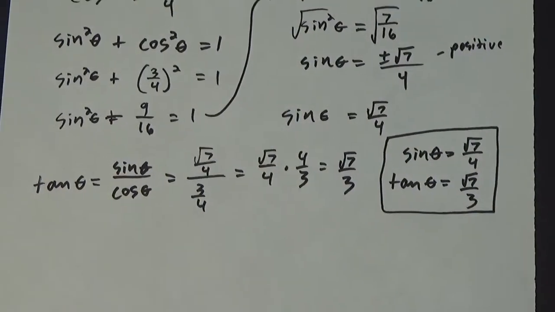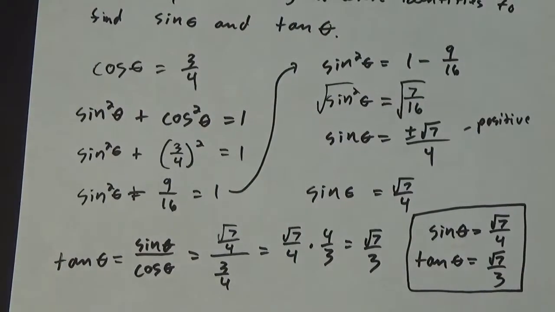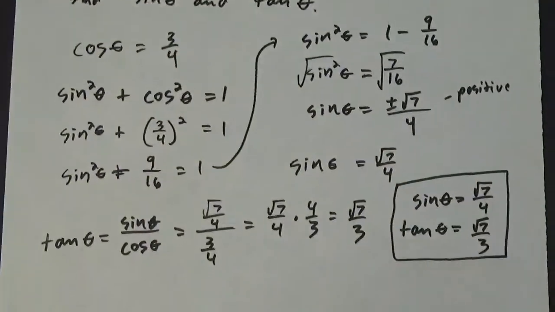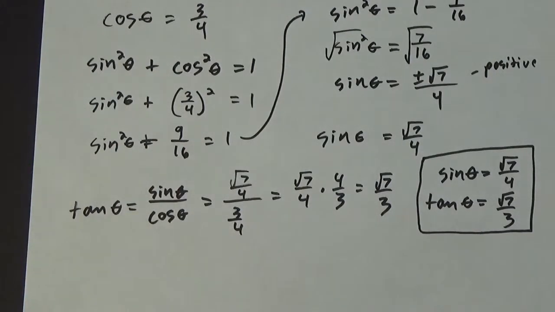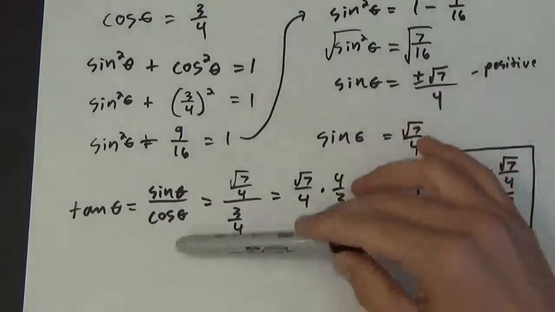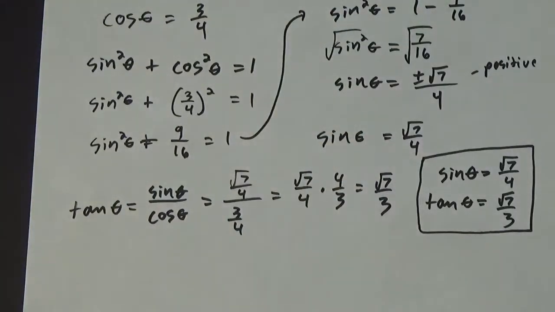Alright, so here's a good example of using trig identities to solve this problem. And we use two of the trig identities that we'll use a lot in trigonometry and in calculus and beyond, and that is sine squared plus cosine squared equals 1, and that tangent is sine over cosine. So these are definitely two identities that we want to remember.